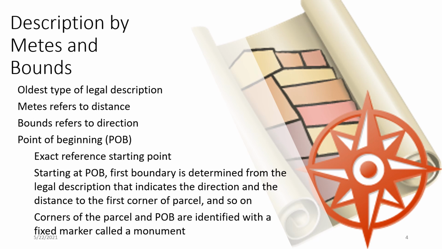Now, the description starts with a point of beginning. It's an exact reference starting point. You start at the point of beginning, and that first boundary is determined from the legal description. You're reading the legal description. It indicates the direction and distance to go to that first corner of the parcel, and then so on until you get back to the point of beginning. The corners of the parcel and the point of beginning are identified with fixed markers called a monument.